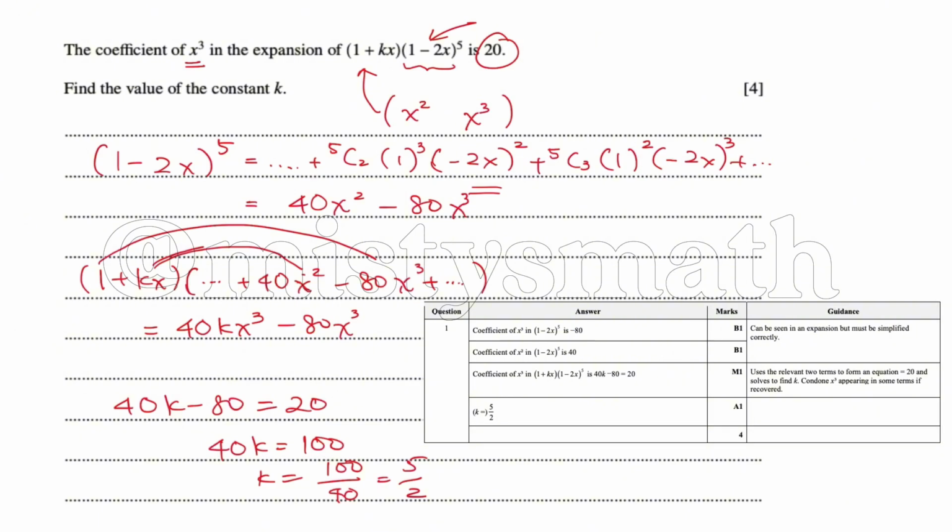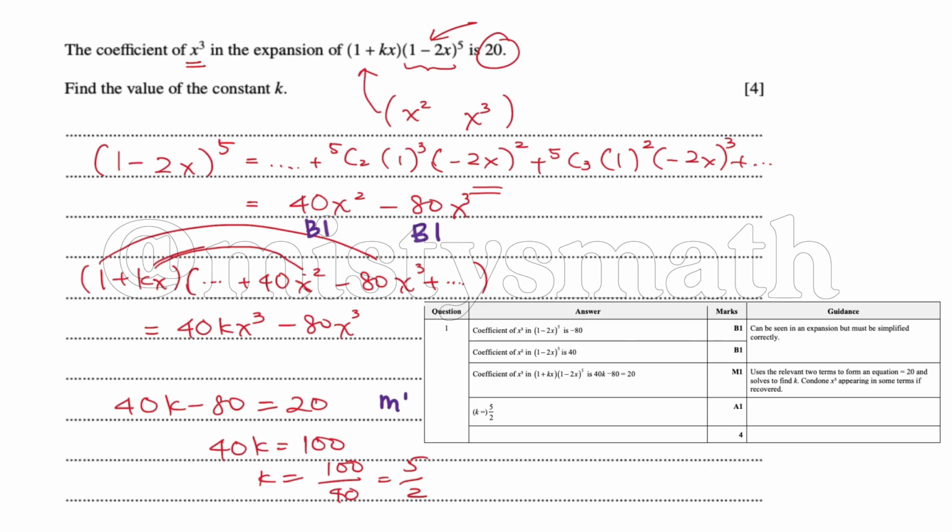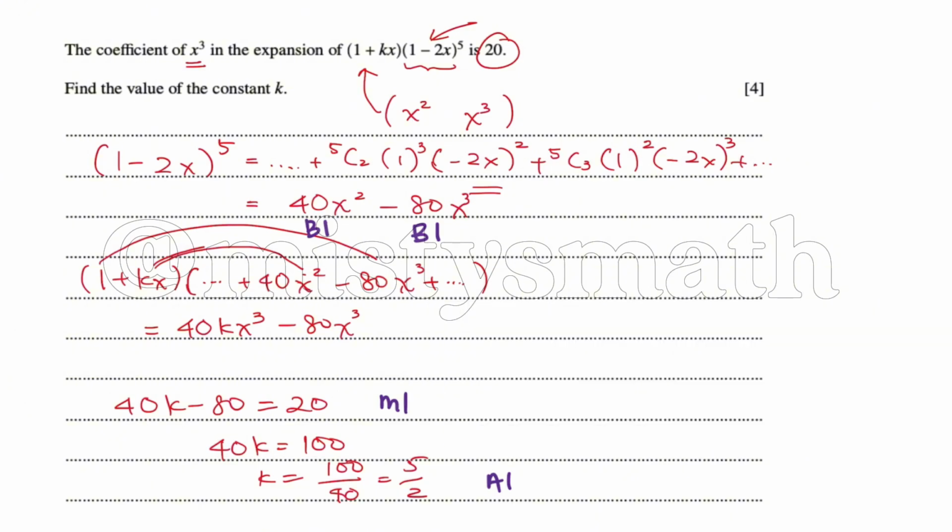What we are interested in is to see that the coefficient of x cubed in the second term is negative 80, so this is B1. And the coefficient of x squared is 40, this is another B1. That's 2 marks already in just one single line. Then when you equate the coefficient after you expand, you get 40k minus 80 equal to 20. This is method mark M1. And the final answer of 5 over 2 is A1. It's all 4 marks. All right. Now let's look at the responses for us to compare with.